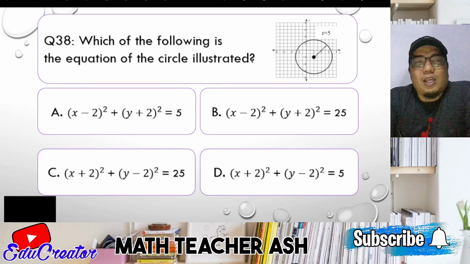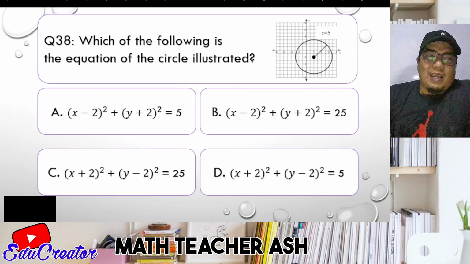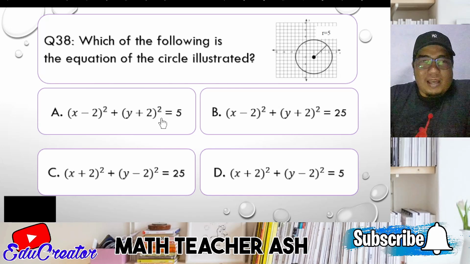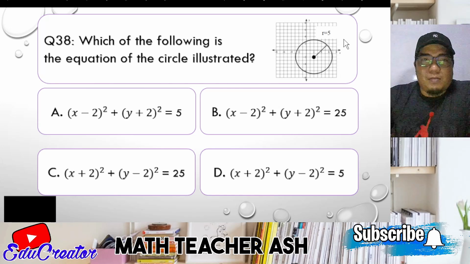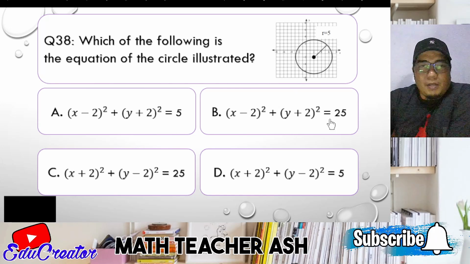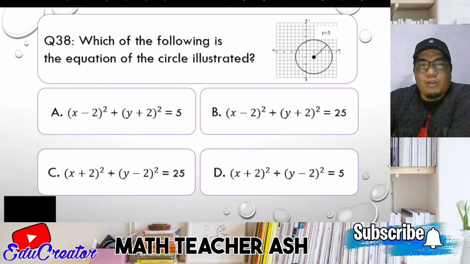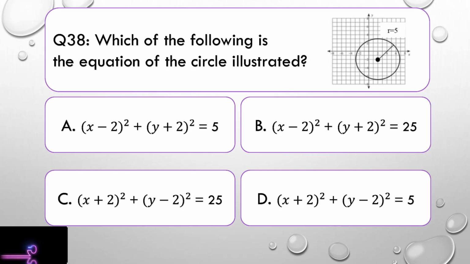Question number 38. Which of the following is the equation of the circle illustrated? Ayan. So, ito yung given. Ayan. So, merong R is equal to 5. Reduce daw yan. So, we have this one. B, ito yon. C, ito yon. Or D, ito yon. I'll give you 5 seconds to answer.